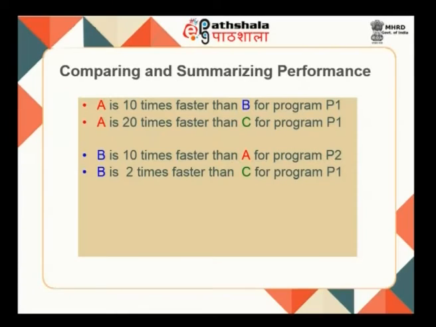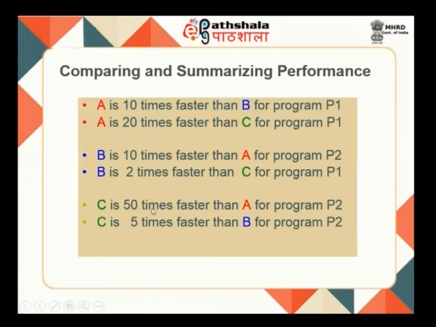If you look at the individual programs, you know that A is 10 times faster than B for program 1. You also know that A is 20 times faster than C for program 1. Similarly, processor B is 10 times faster than processor A for program 2, and processor B is 2 times faster than processor C for program 1. And with respect to processor C, you know that C is 50 times faster than A for program 2, and C is 5 times faster than processor B for program P2.